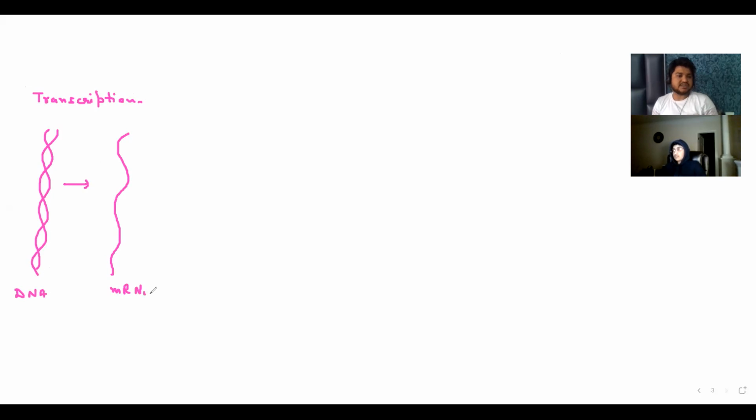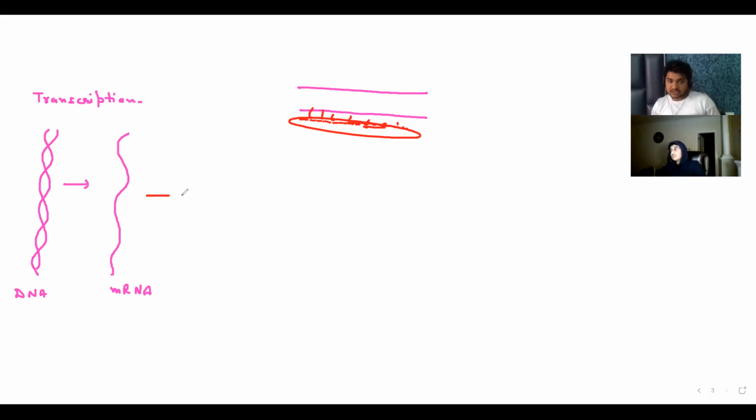Just tell me, are both these strands useful for making this mRNA, or only one strand of DNA? Not both. Only one strand is used. So it is using only one strand of the DNA, like this, and RNA polymerase is making something like this. So now this is mRNA. Only one strand is helpful for making the mRNA.